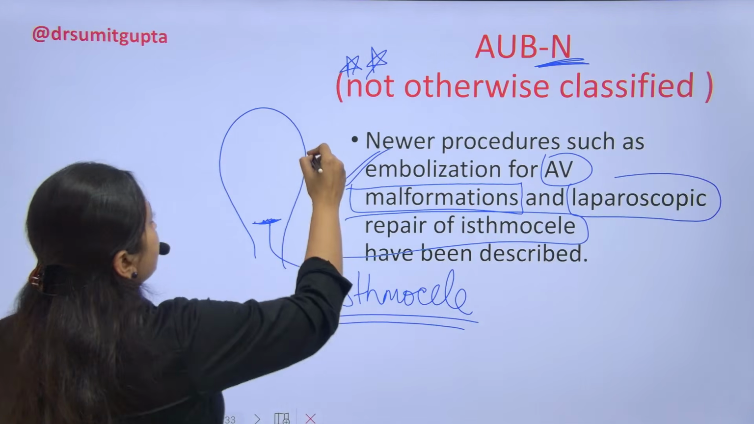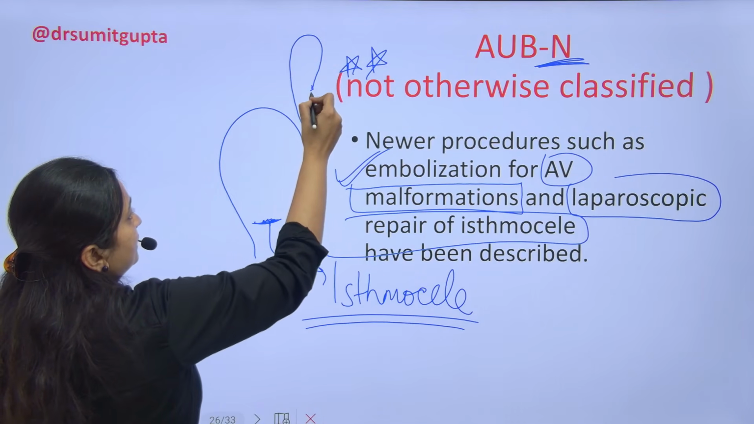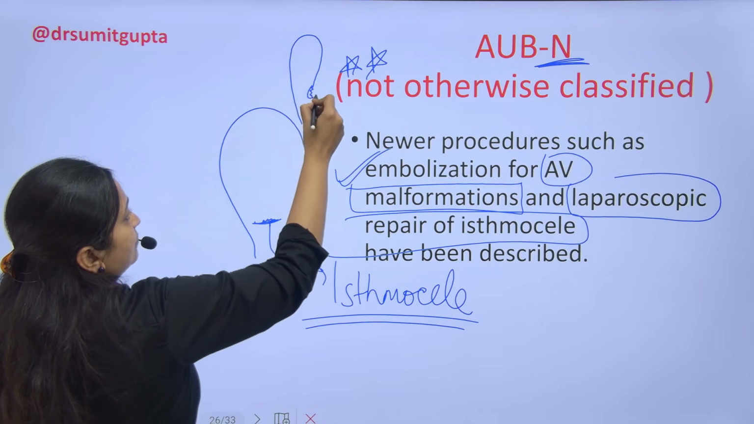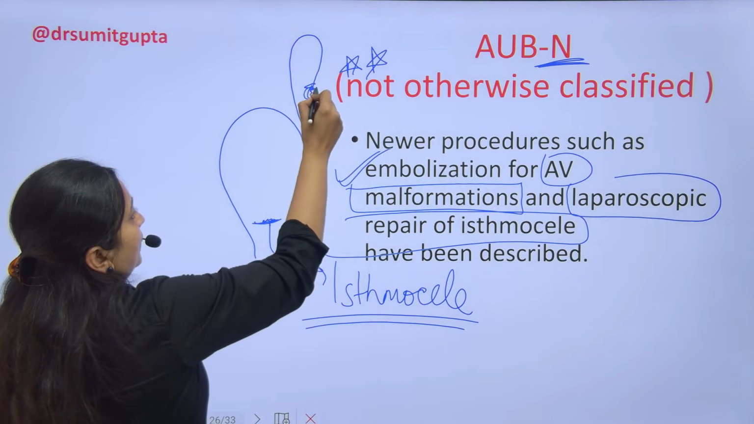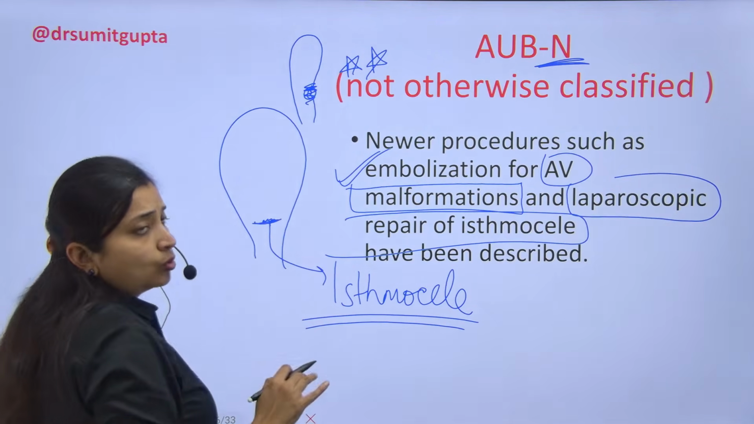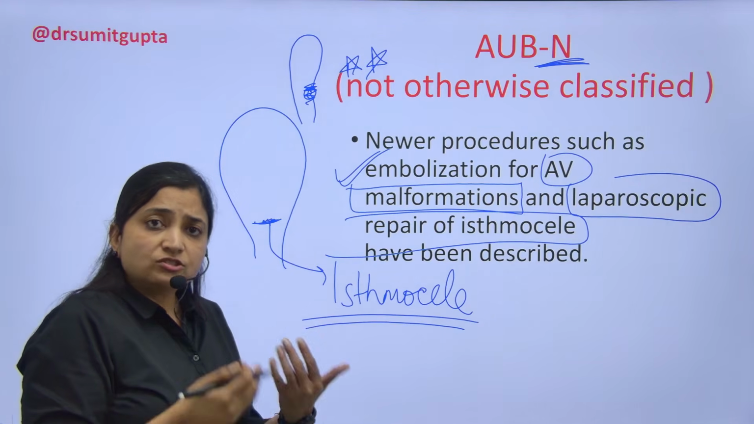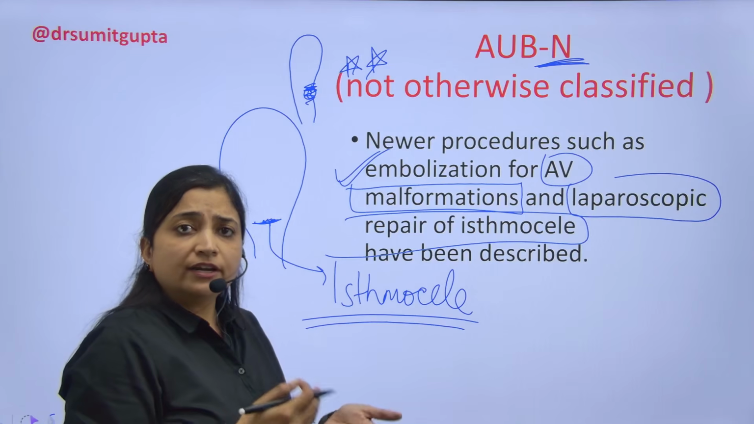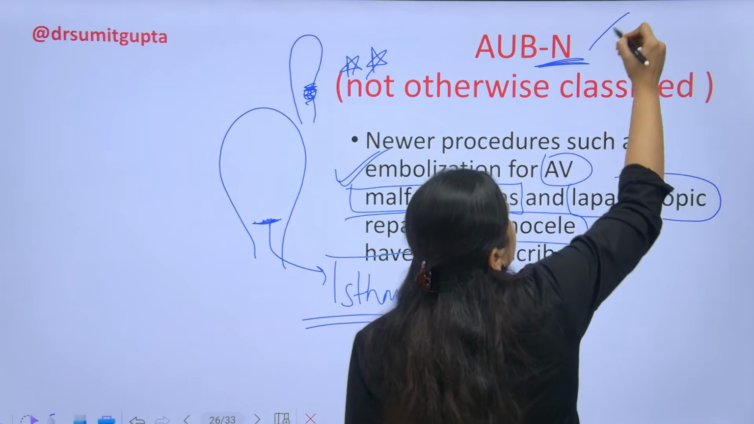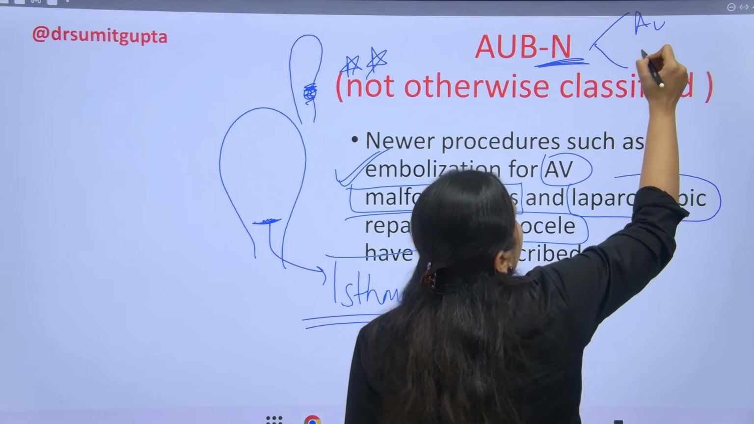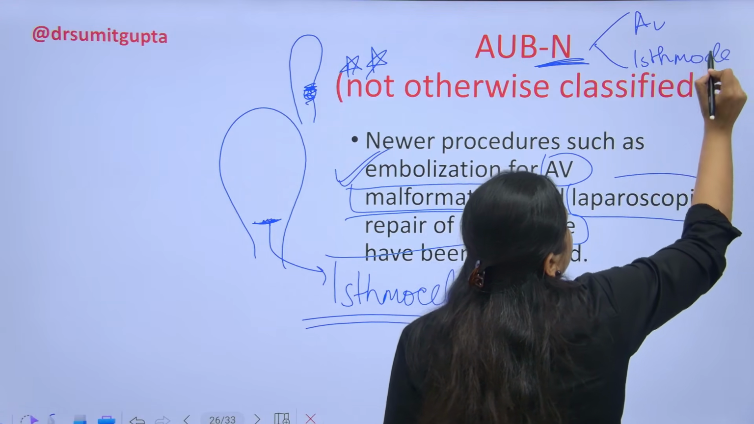What I want to say is, like in a sagittal section you see that there is the isthmocele, there is some place here where the blood gets collected. So you laparoscopically repair it so that there is no potential space where the blood gets collected, which gives rise to post-menstrual bleeding or intermenstrual bleeding. So not otherwise classified is either AV malformation or isthmocele, and we will have to tackle them separately.